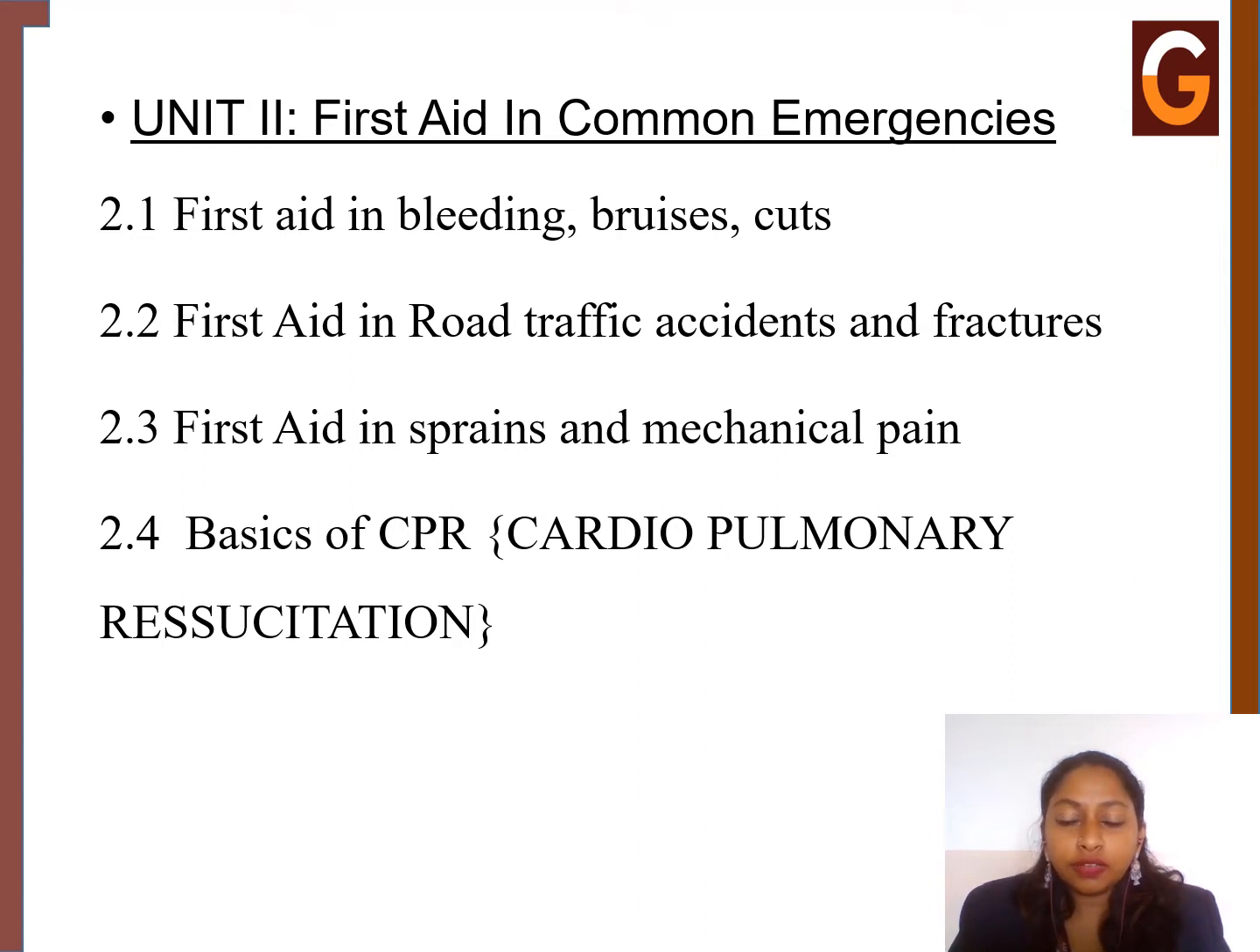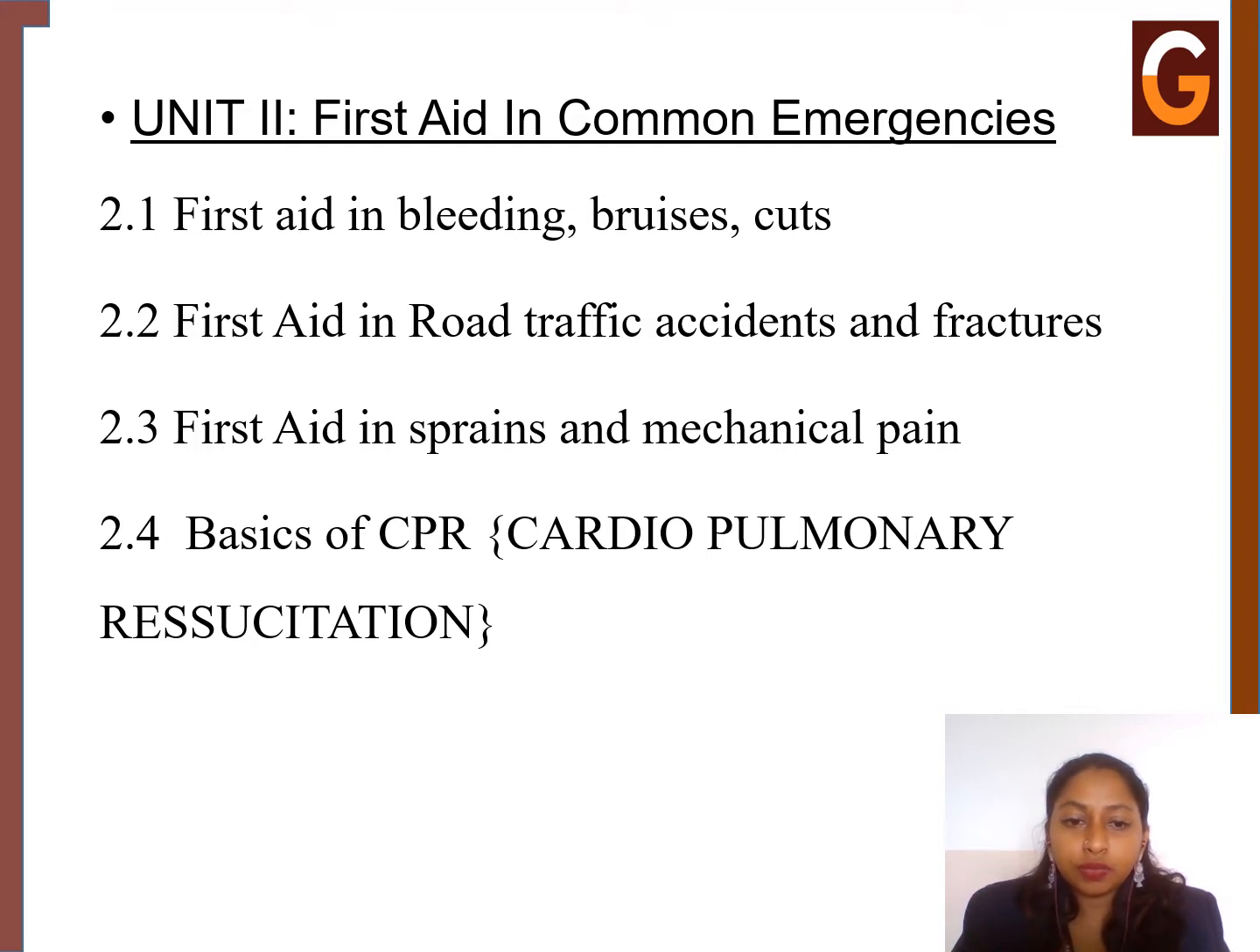The second is in the form of RTA, or road traffic accidents, and fractures. These are very common incidents or emergencies which can happen in day-to-day life, and we will show you and give you all the important aspects, with a demonstration, of how to give first aid in these situations. Next is 2.3.